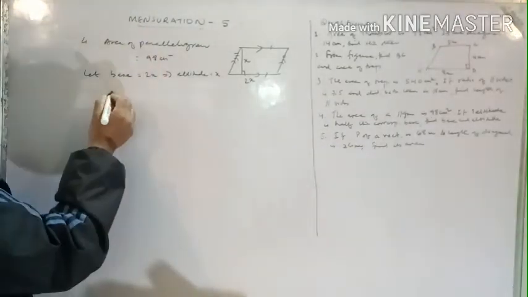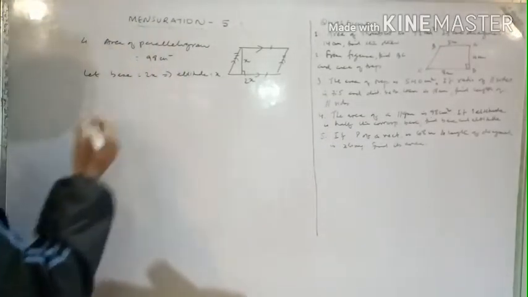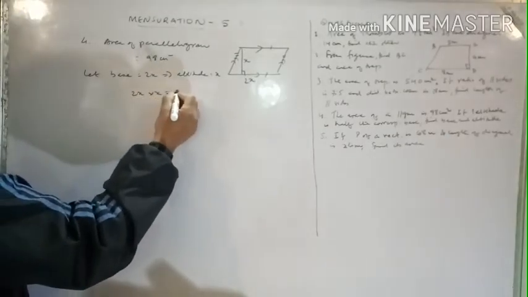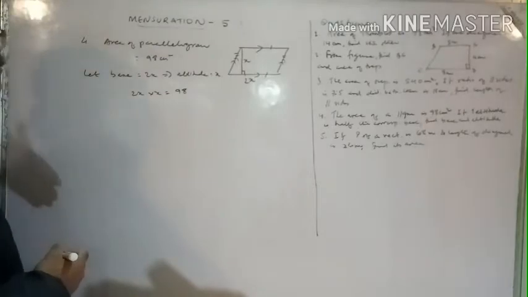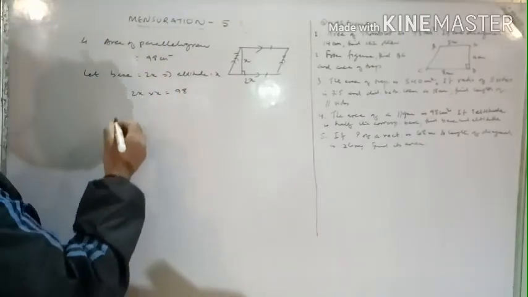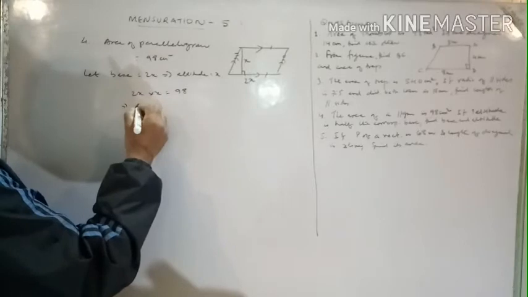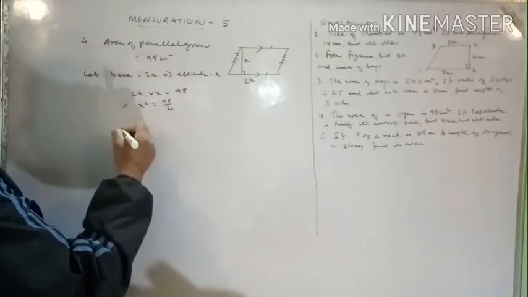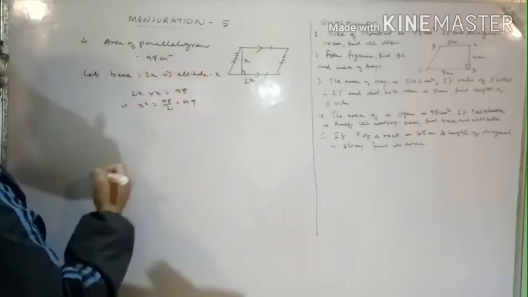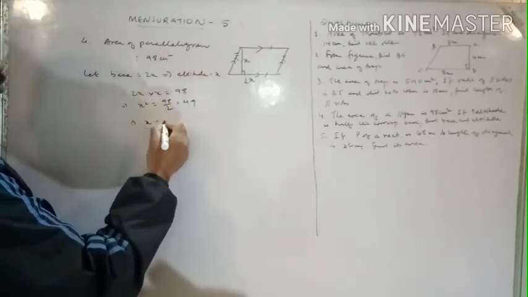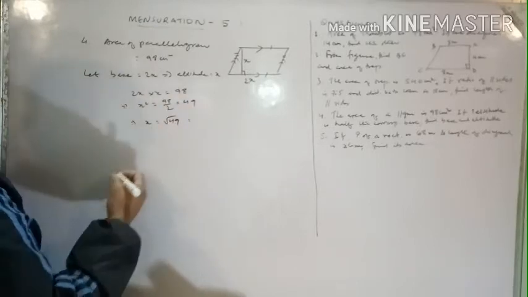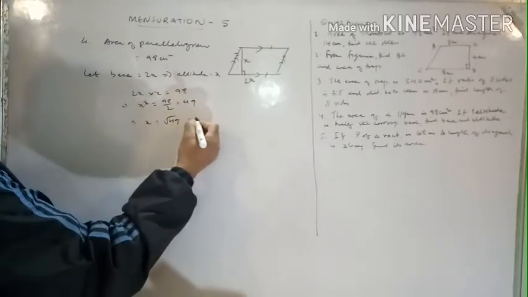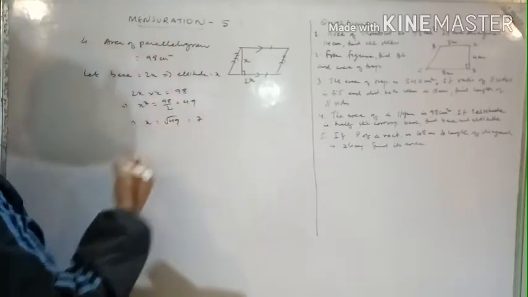Now area is given, so area equal to base into altitude. So 2x into x equal to how much? 98 centimeter square. This implies x square is equal to 98 by 2, because 2 will divide here, equal to 49. This implies x equal to root over 49. Because here there is a square, when you remove the square you get the square root, and square root of 49 is 7. We take positive because x is a length.